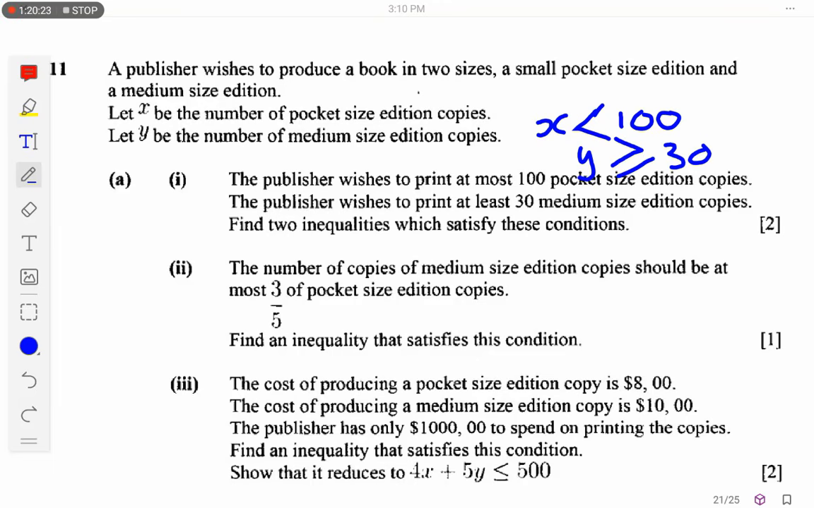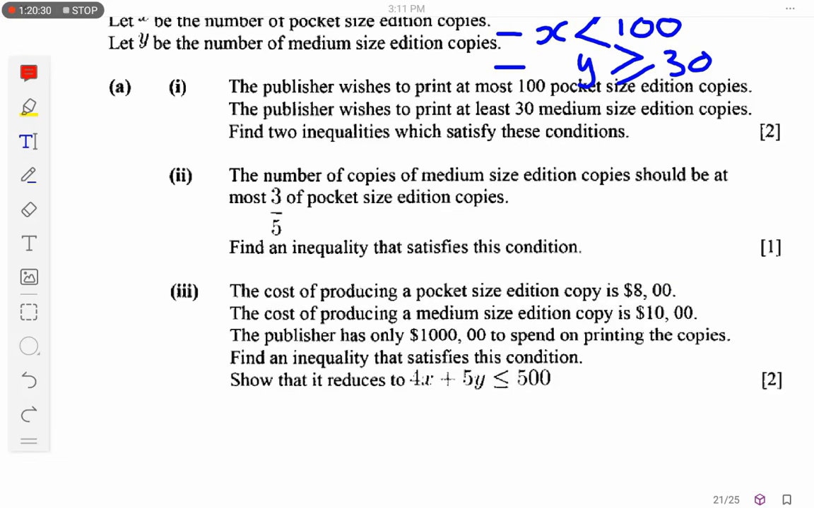So these are the two inequalities that satisfy that equation, these conditions. Let's go to the next one.